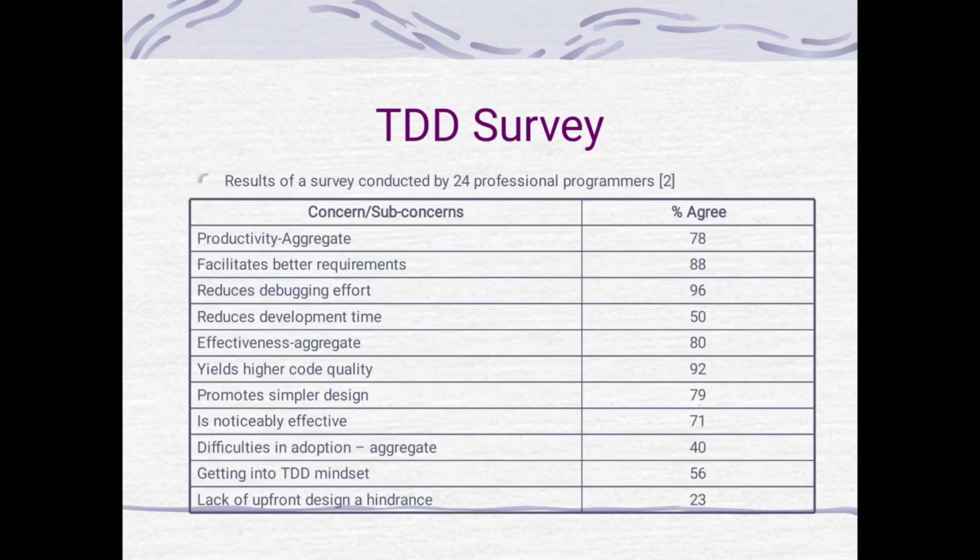Test-driven development survey. Results of a survey conducted with 24 professional programmers. Productivity aggregate: agree 78%. Facilitates better requirements: agree 88%. Reduces debugging effort: agree 96%. Reduces development time: agree 50%. Effectiveness aggregate 80%. Yields higher code quality: aggregate 92%. Promotes simpler design: aggregate 79%. Is noticeably effective: 71%.